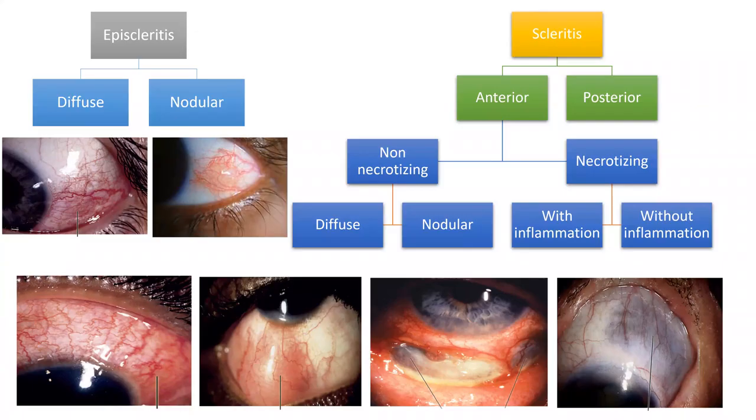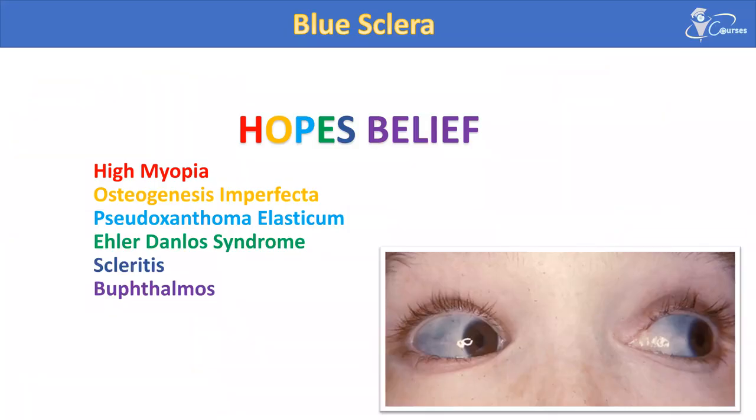Okay. Finally, the last thing is the differential diagnosis of blue sclera. We can summarize it in the mnemonic "HOPES B". So if you are asked in the exams which of these can cause blue sclera except, it will be H for high myopia, O for osteogenesis imperfecta, P for pseudoxanthoma elasticum, E for Ehlers-Danlos syndrome, S for scleritis. Scleritis will cause thinning of the sclera and exposure of the underlying choroid, leading to the bluish color.